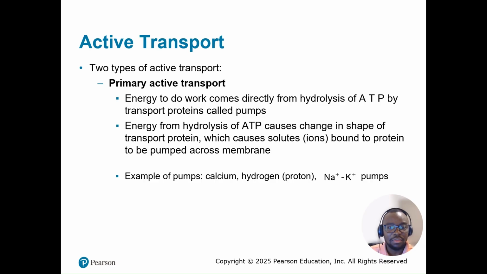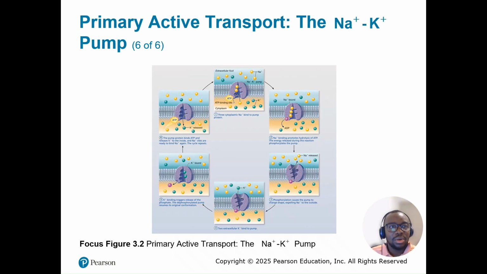An example of such pumps is a sodium-potassium pump or sodium-potassium ATPase on the cell membrane. As already mentioned, the sodium-potassium pump is an example of a primary active transport process. The pump is an enzyme that hydrolyzes ATP to release energy required to move ions across the membrane against their concentration gradient. 3 sodium ions are pumped out while 2 potassium ions are pumped into the cell. This figure shows the role of this pump in 6 steps.